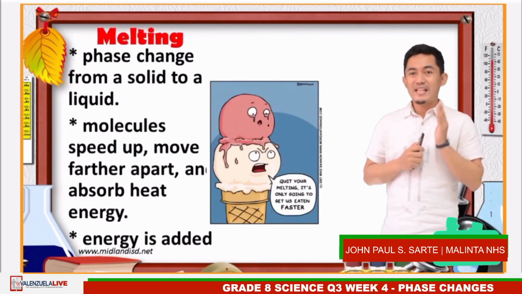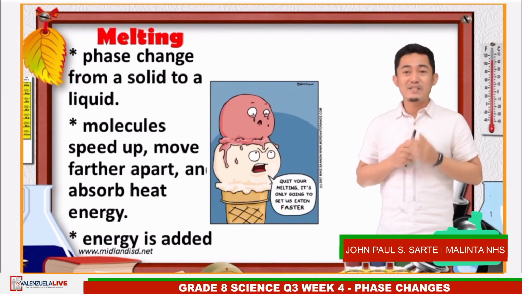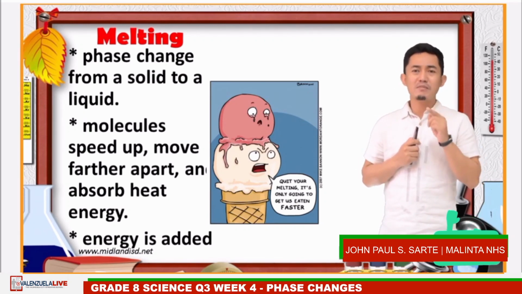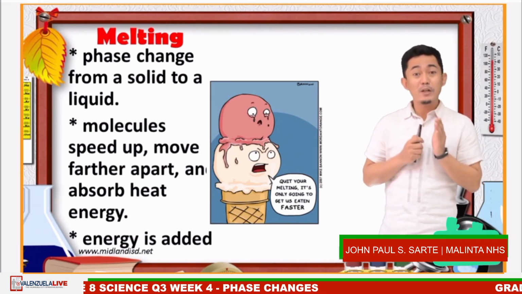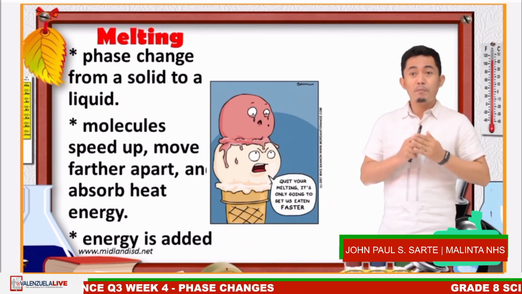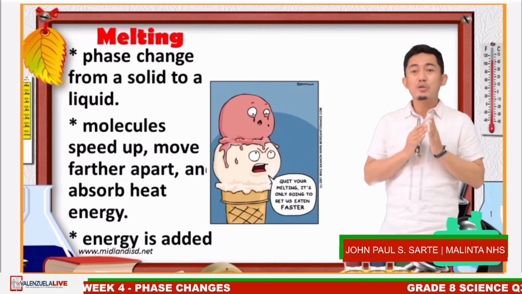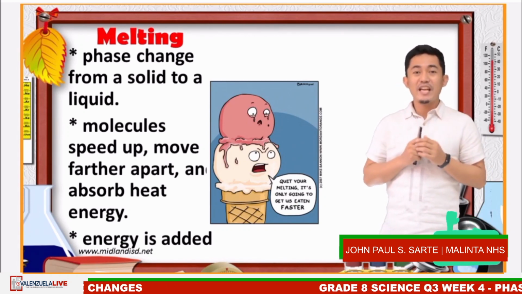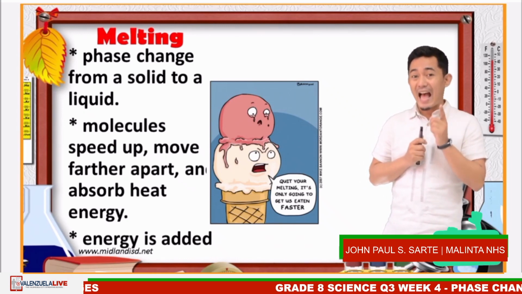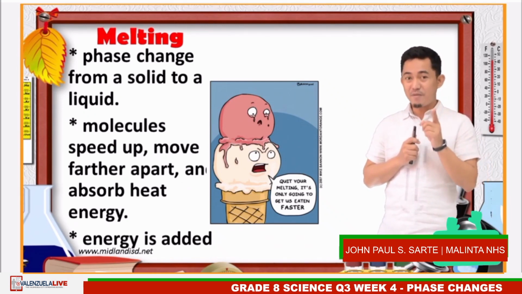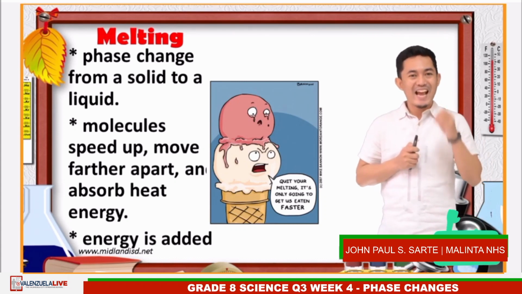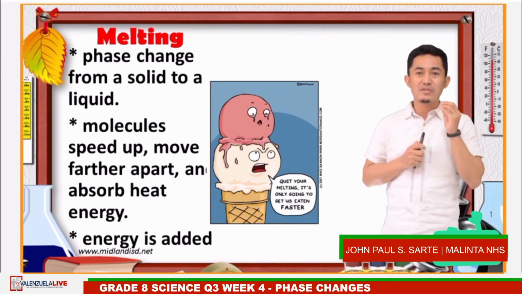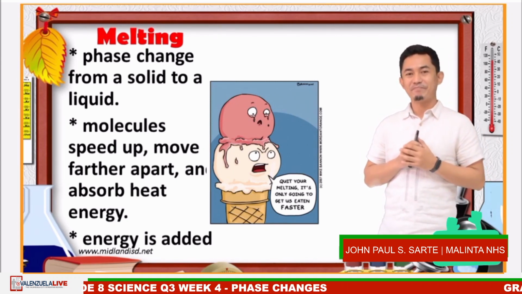Melting. It is a phase change from a solid to a liquid. What happens to molecules? Molecules speed up, move farther apart, and absorb heat energy. Energy in this situation is added. Examples are ice cream, candle wax which is exposed to sunlight, and many more.